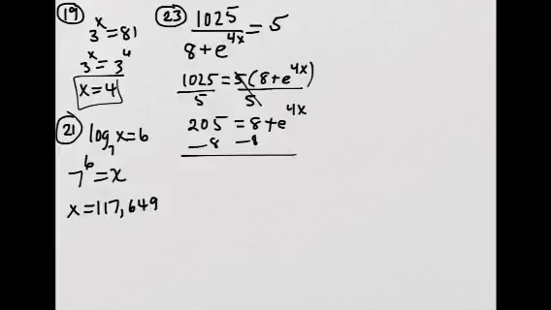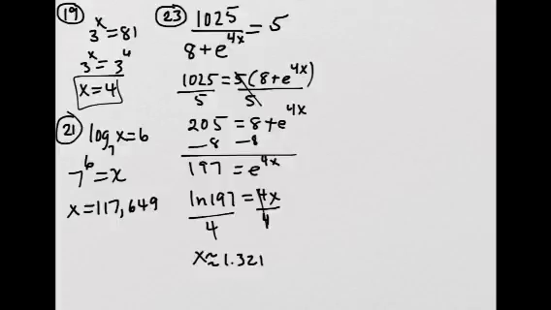So that gives me, it's going to give me what? 197 equals e to the 4x. I'm going to change it to log form because right now it's an exponential. So natural log of 197 equals 4x. I'm going to divide by 4. And so this would be the exact value. When you plug it into the calculator, you get x is approximately 1.321.